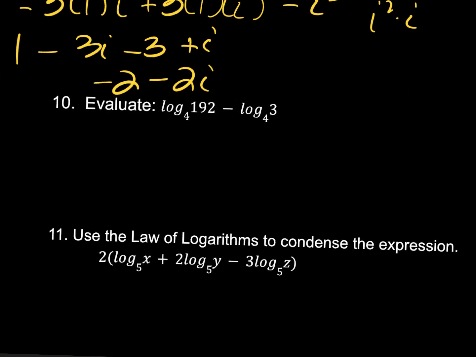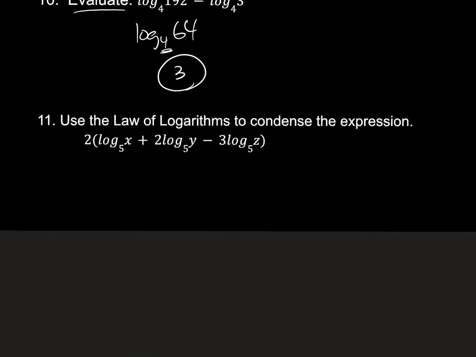All right, number 10. The key word in number 10 is the word evaluate. Evaluate means find the value. So first of all, because there's subtraction, I'm going to divide. 192 divided by 3, everybody knows that's 64. Then it's asking you 4 to what power is 64? The answer is 3. So there's the value, there's the evaluate. A lot of logs on this test.